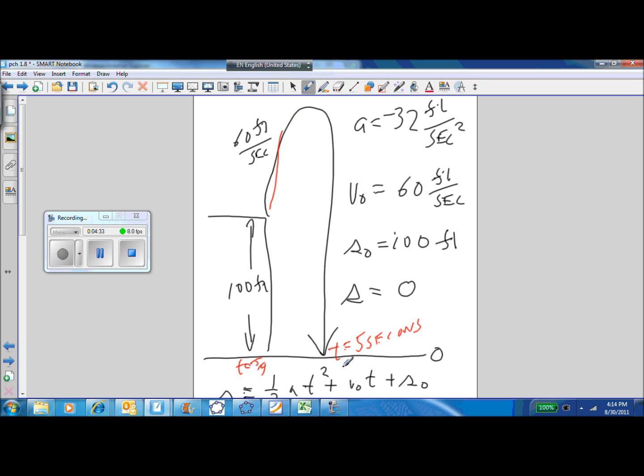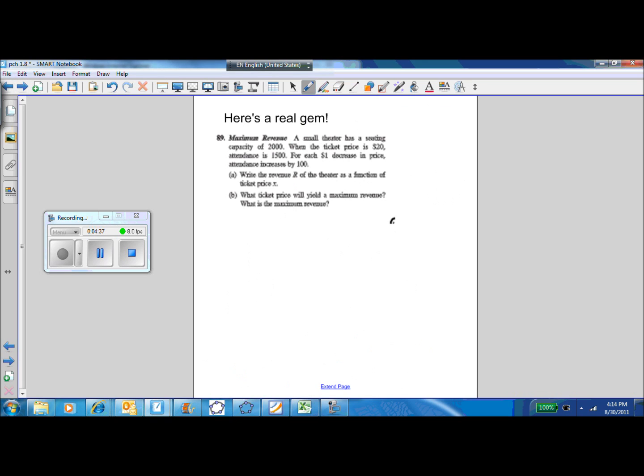Okay, next example. Real gem, maximum revenue. A small theater has a seating capacity of 2,000. When the ticket price is $20, attendance is 1,500. For each dollar decrease in price, attendance increases by 100. First of all, write the revenue R, and then what ticket price will yield the maximum revenue? What is the maximum revenue?